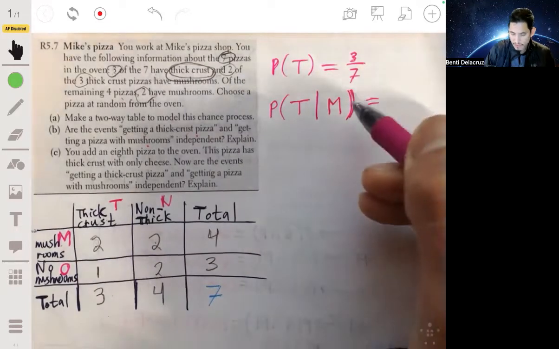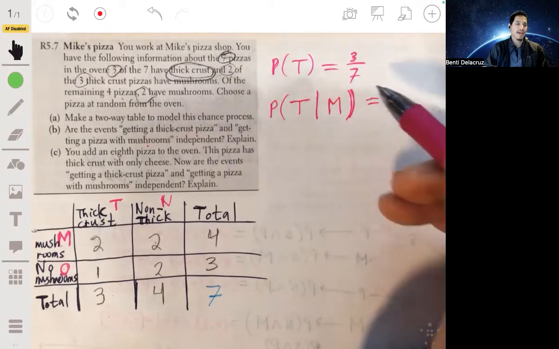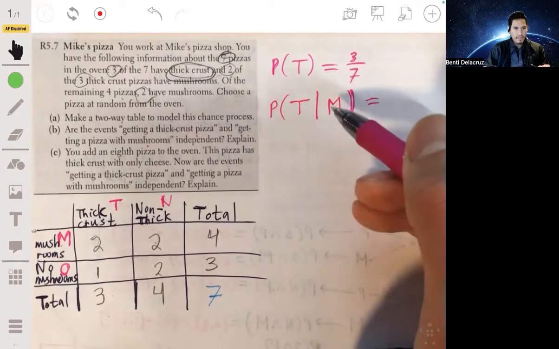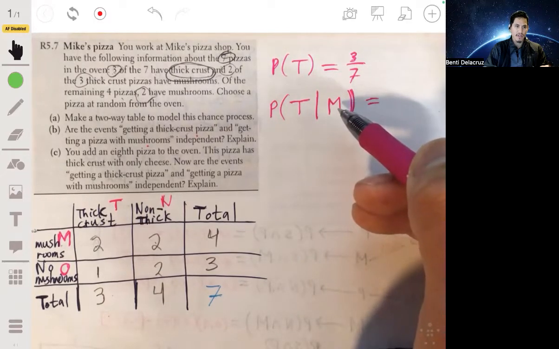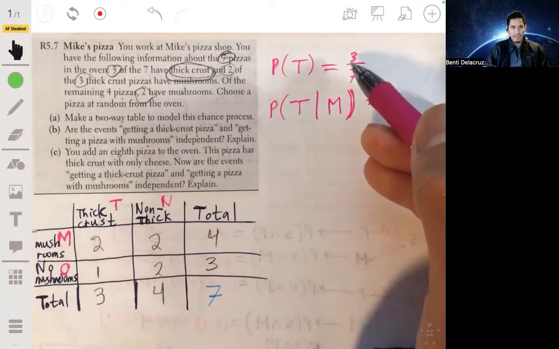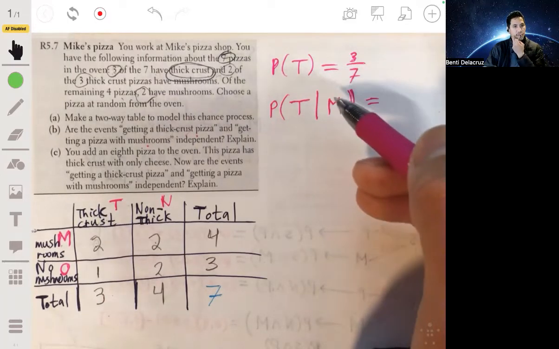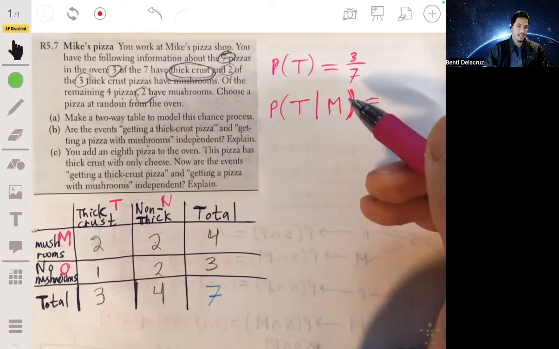Now, if you calculate this and this ends up being the same as this, then that means the events are independent, because the probability of this isn't affected by the fact that you have mushrooms occurring. But if this probability is different from this, then you can see that these 2 events are not independent. They're dependent. There's a relationship.